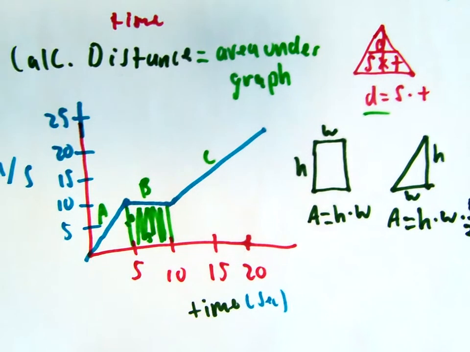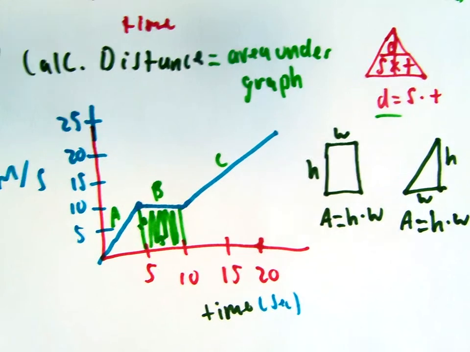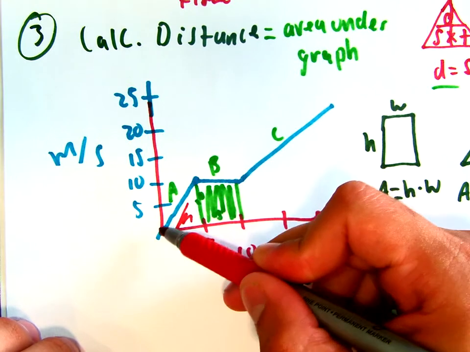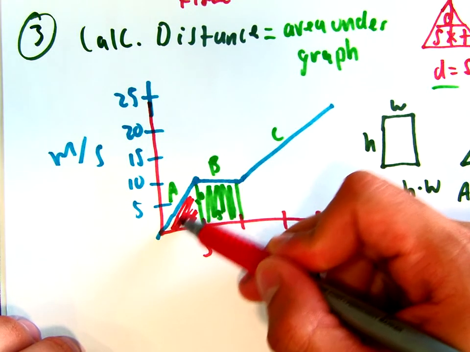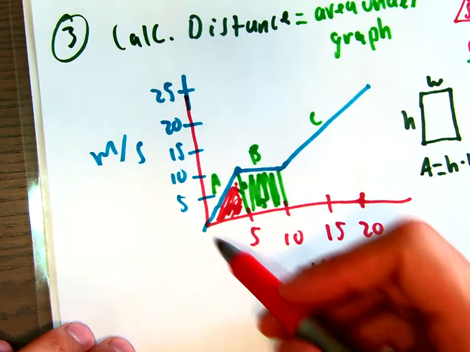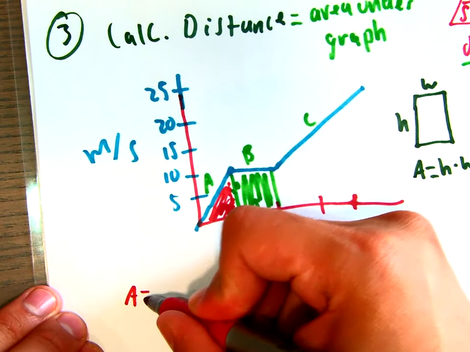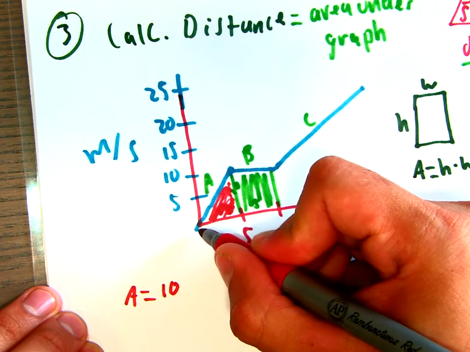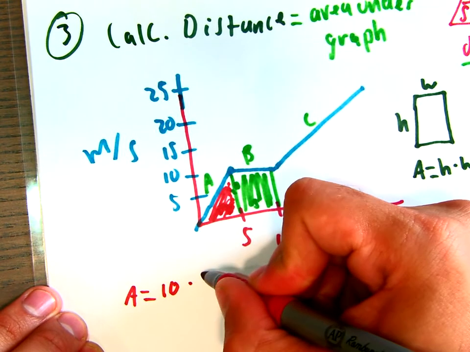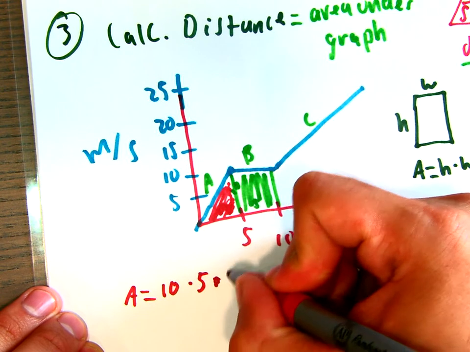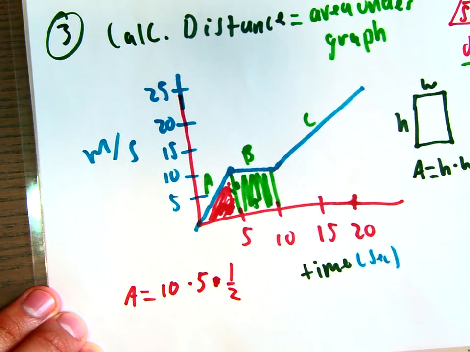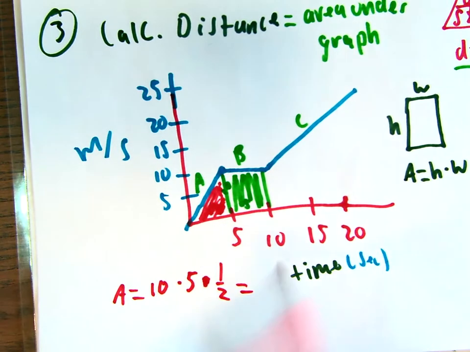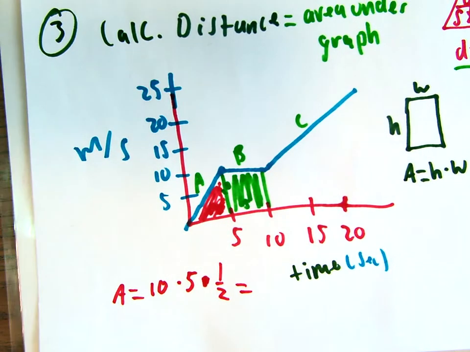All right. So let's go ahead and solve for this. Let's do it for two of them. First, let's find how far did he travel in section A. Remember, I want to find this area here, this red one. So for section A, my height was 10. My width was 5, times 1/2. What does that equal? Well, 10 times 5 equals 50. Let me actually keep writing. Let me write that here.